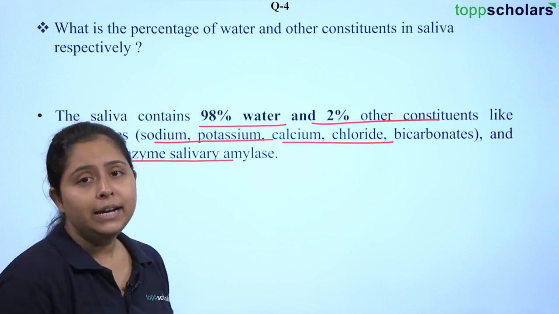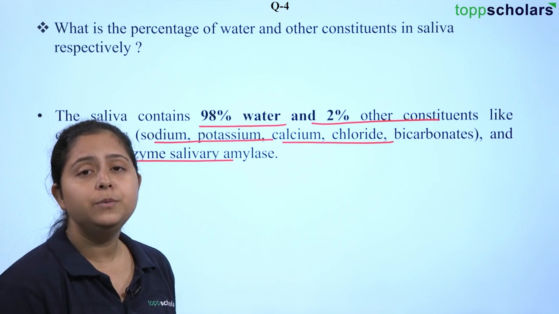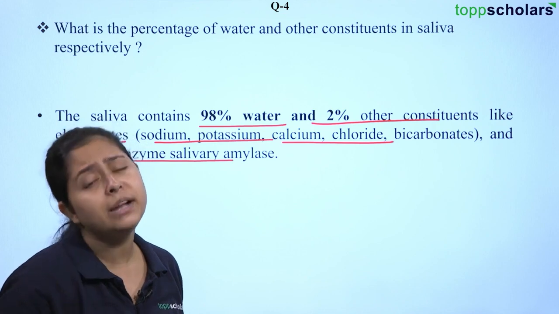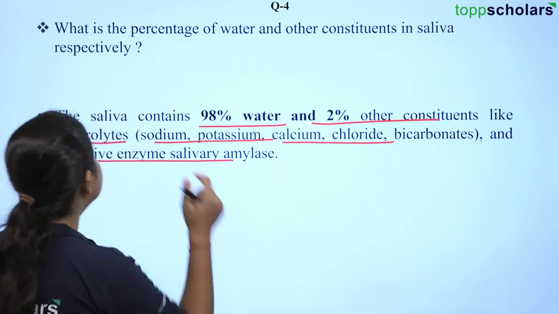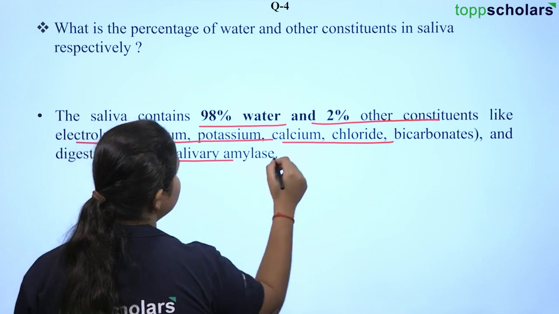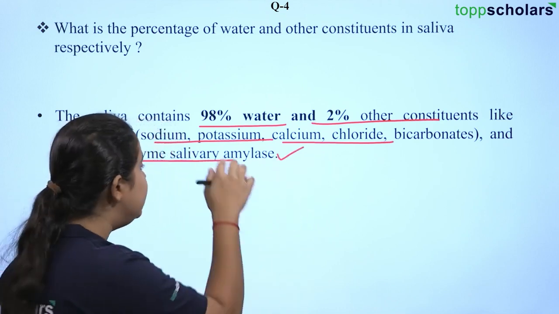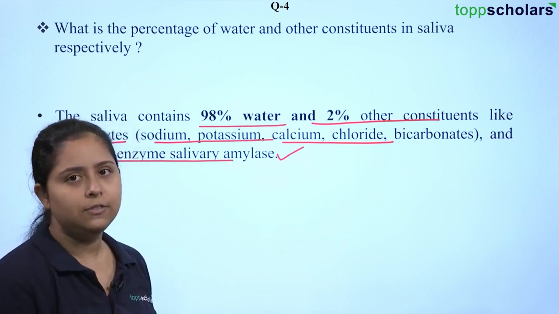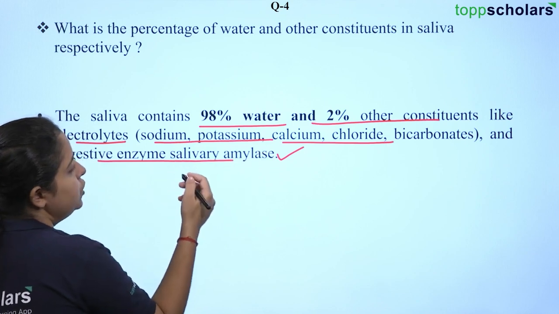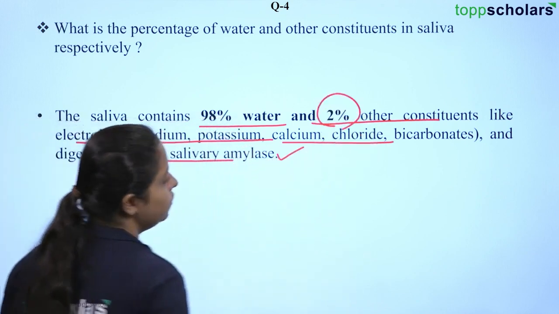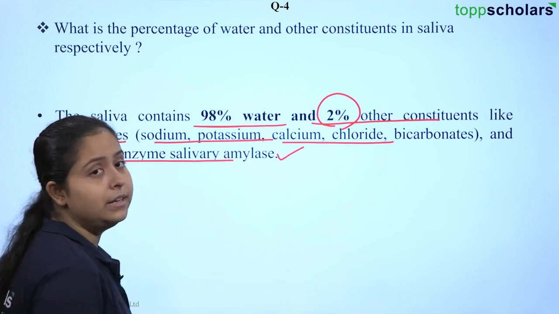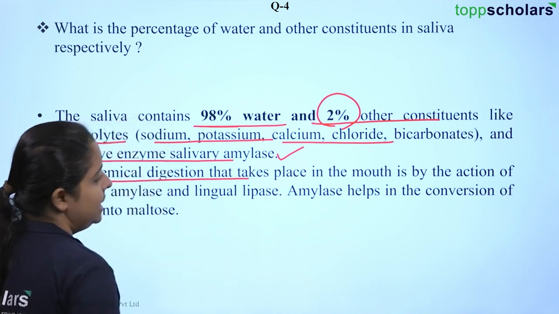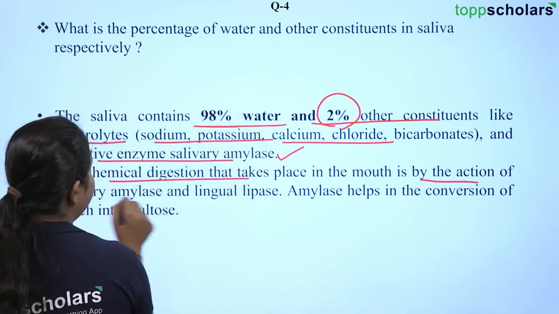Also, as you might already know, the digestive process starts in the mouth itself, not only the physical digestion part but also the chemical digestion part. Why so? Because the saliva contains an enzyme known as salivary amylase. This starts working upon the starch present in our food from the mouth itself. So, these are the other constituents which comprise 2% of the saliva, and 98% of it is water. Over here it is written that the only chemical digestion that takes place in the mouth is by the action of salivary amylase.